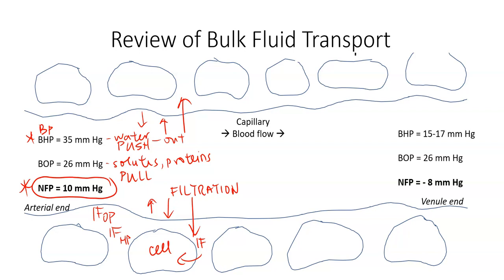Now, if you imagine a garden hose that leaks and allows fluids to flow out into your garden, that's kind of how the capillary works. Fluids flow out along the length of your capillary into the interstitial space. But in doing so, we lose our hydrostatic pressure. You'll notice at the venular end of the capillary, blood hydrostatic pressure has dropped. It's now between 15 and 17 millimeters mercury.